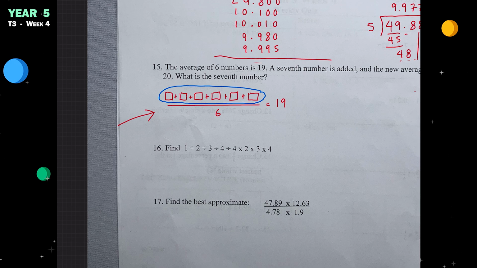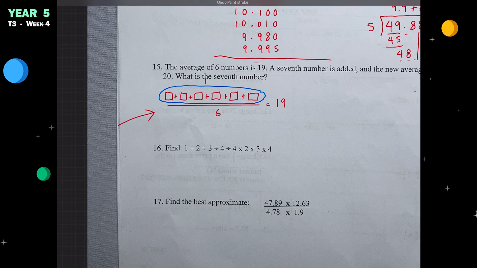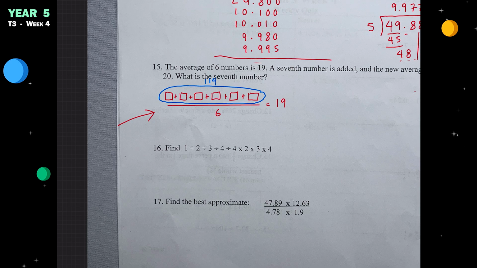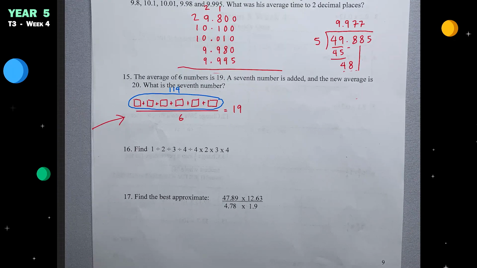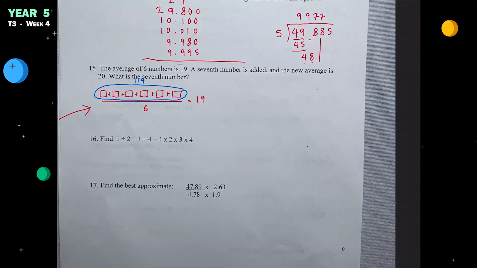So to get a total, we just multiply the numbers at the bottom. Okay, 6 times 19. I know that 6 times 20 is 120. 6 times 19 will be 134 then. Oh, whoops. 114. What am I doing? 114. Okay. So therefore, the total of those 6 numbers is 114.